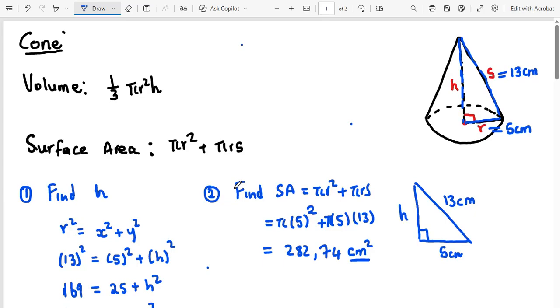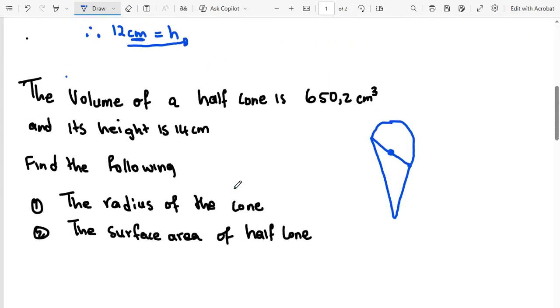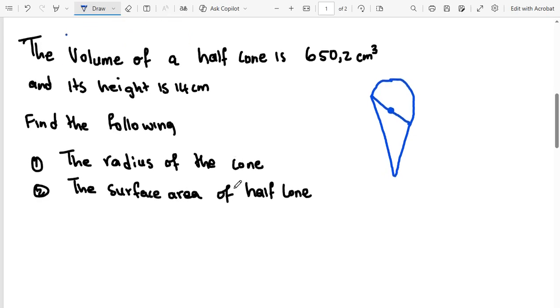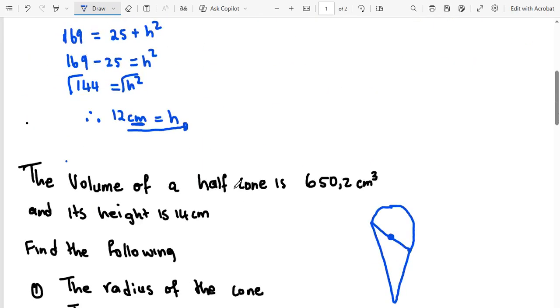Please make sure that you watch this previous lesson before you continue with this lesson, because whatever we did in the previous lesson, I'm going to apply it to answer this exam question. That was an introduction. This is an exam question.